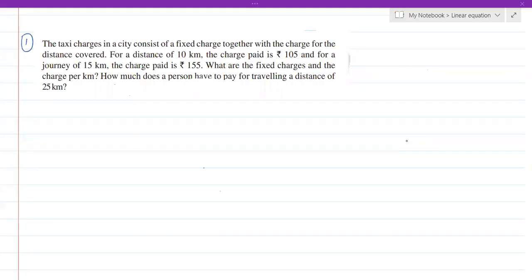Hello students. So in this video, let's solve some statement problems based on cost. Now in the first question, the taxi charges in the city consist of a fixed charge together with the charge for the distance covered. For a distance of 10 kilometer, the charge paid is rupees 105, and for a journey of 15 kilometer, the charge paid is rupees 155. What are the fixed charges and the charges per kilometer?